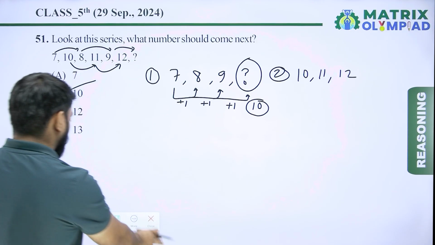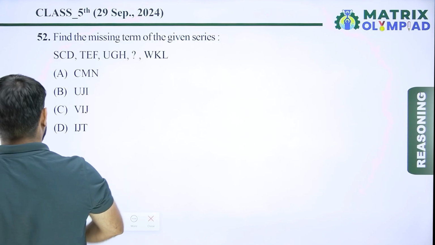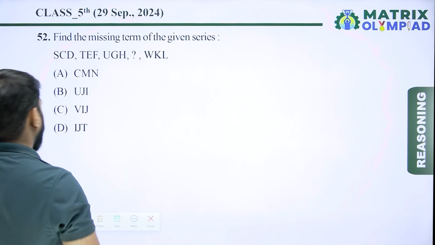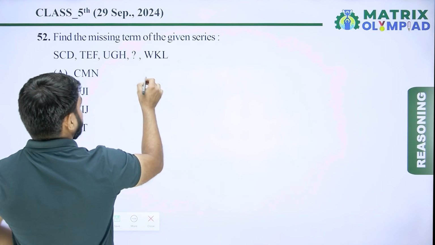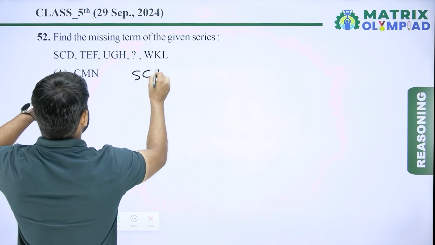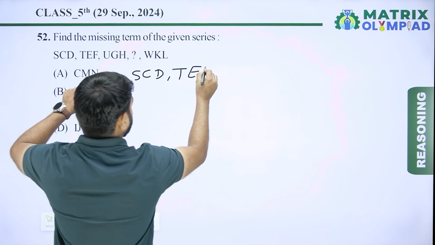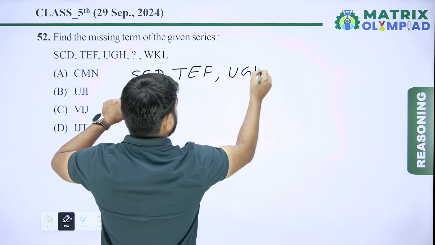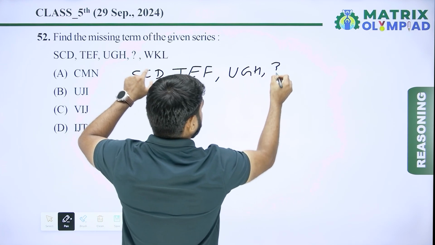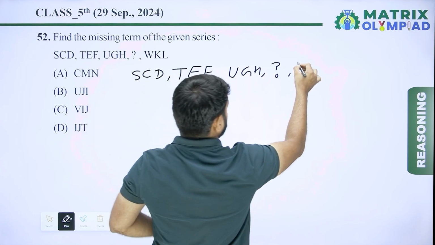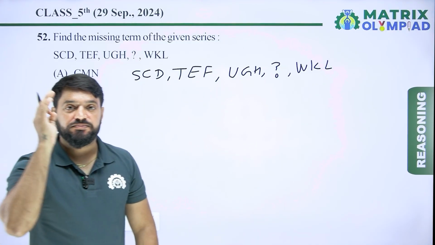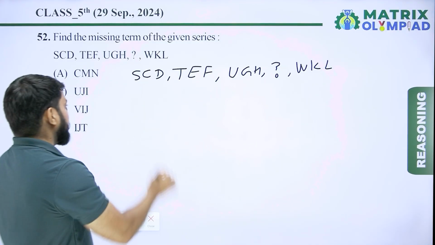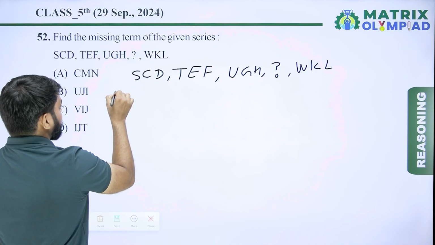So let's move on to the next question. Now the next question is question number 52. Find the missing term of the given series. The series is S, C, D, T, E, F, U, G, H and the next is missing. After the missing term, the next term is W, K, L. So in this question, choose the first letter of each term.